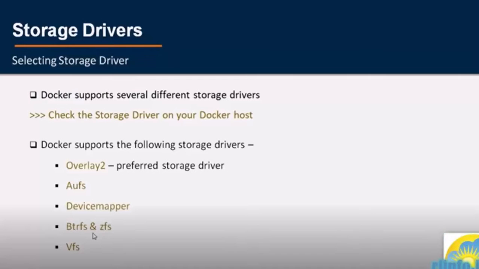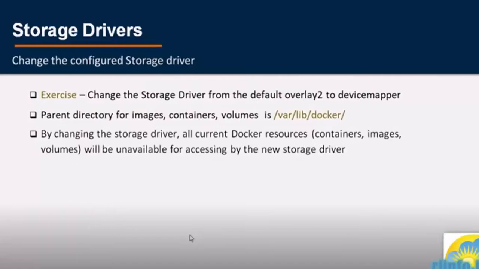Next are BTRFS and ZFS. These file systems allow for advanced options such as creating snapshots, but require more maintenance and setup. And finally, VFS is intended for testing purposes and it is not generally recommended for production use. AUFS and overlay2 operate at the file level rather than the block level, whereas device mapper, BTRFS and ZFS are block level storage drivers. Now, as part of this exercise, we will change the storage driver on our Docker host from the default overlay2 to device mapper.